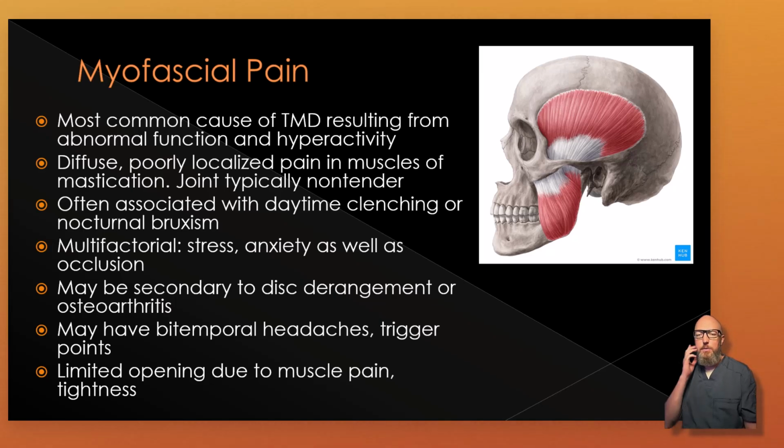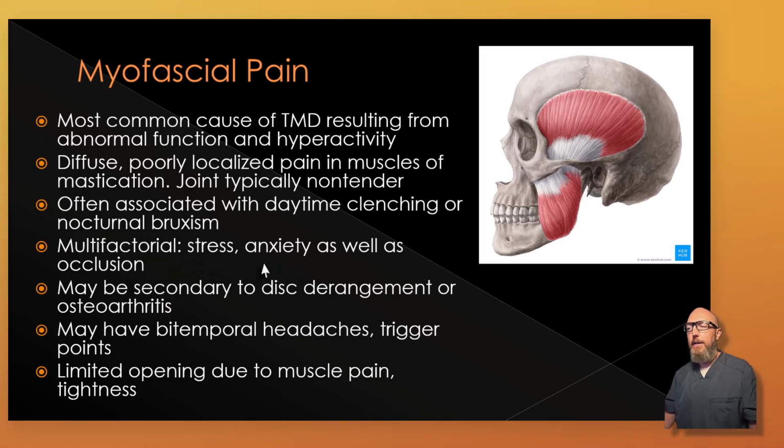And so we said to do those palpations in the last video, right? This is the type where you're palpating, and some of the muscles of mastication are typically more tender, whereas palpation right over the joint is not tender. It may be associated a lot of times with clenching or nocturnal bruxism. And it is multifactorial. Stress and anxiety can lead to it, as well as if they have an occlusion that's not correct.